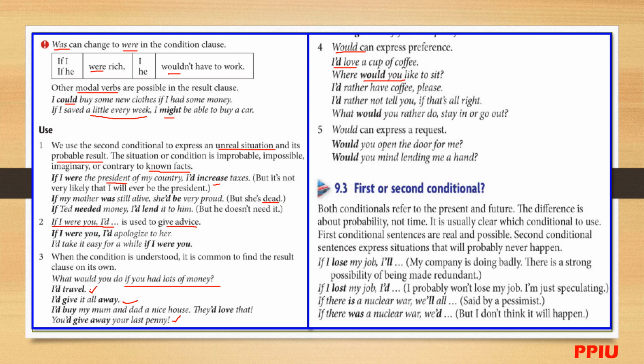I'd rather have coffee, please. It means I want or I need a cup of coffee. I'd rather not tell you if that's alright. Okay. What would you rather do? Stay in or go out? Okay. Rather do, stay in or go out.